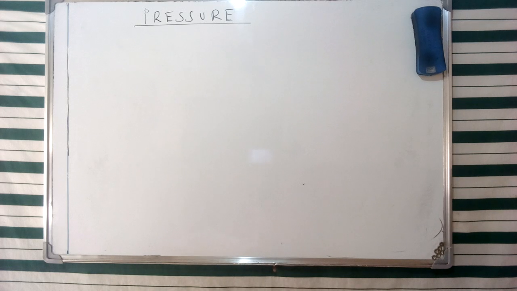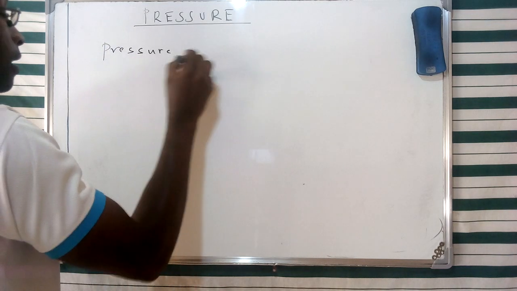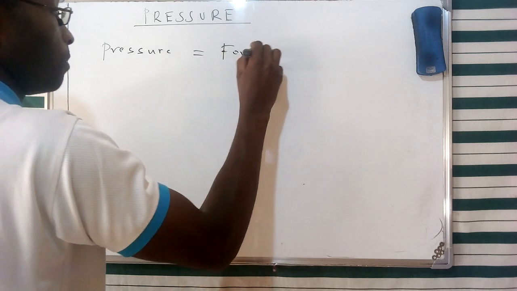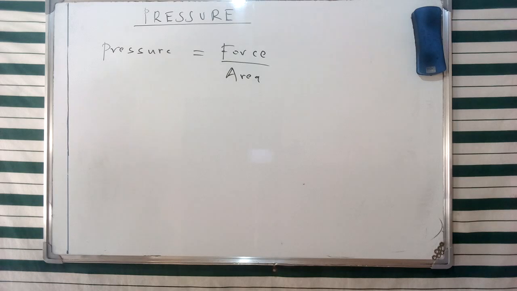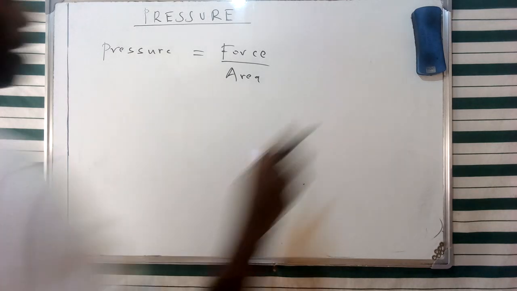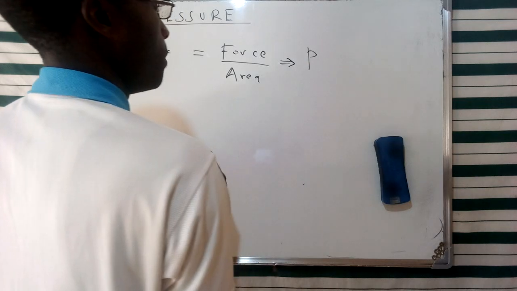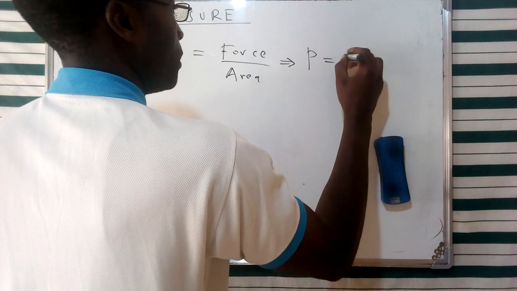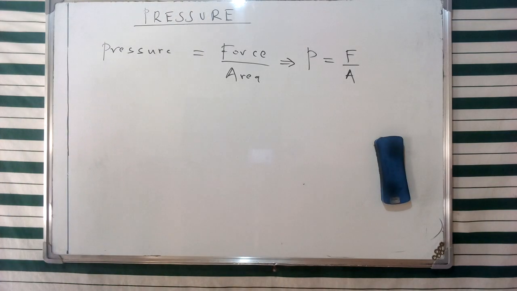And of course, we have been mentioning this concept of pressure as a ratio between the force and the area of application, and we're going to give it as pressure equals force over area. Now we can have this in terms of an algebraic representation, whereby P represents pressure, which is equivalent to force over area, where F represents force and A represents area, in that specific order.